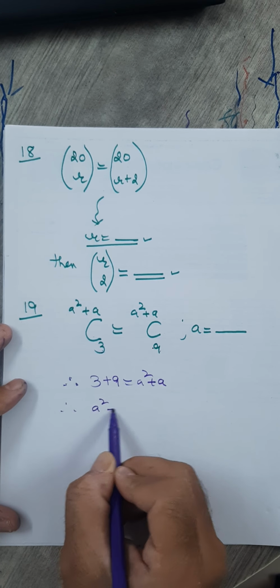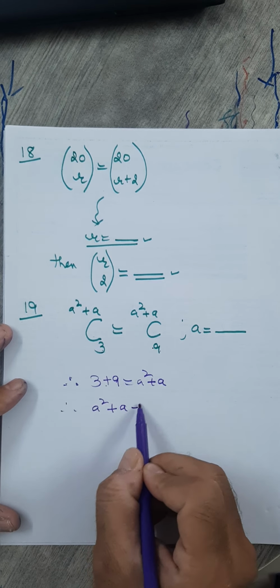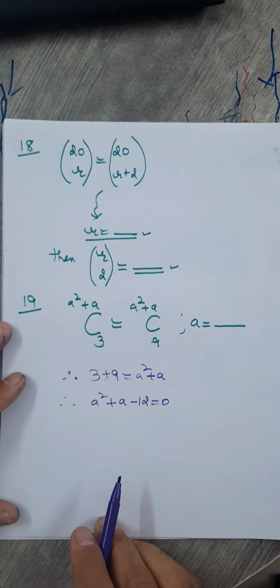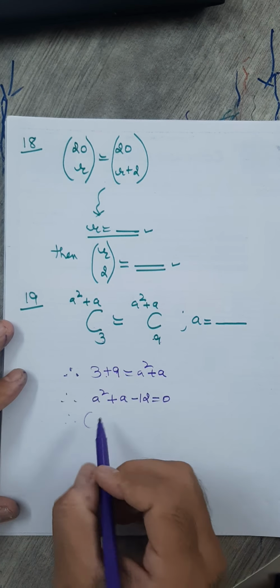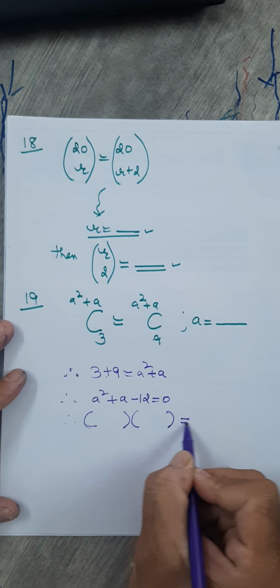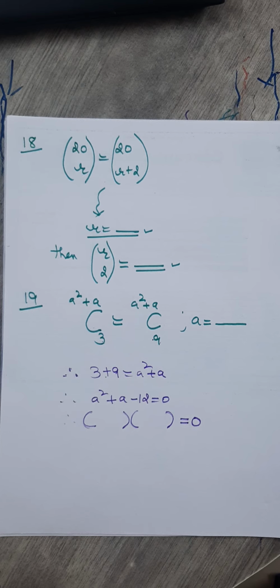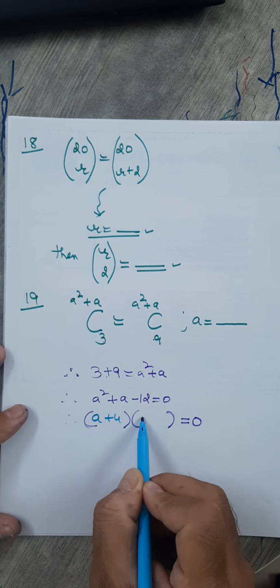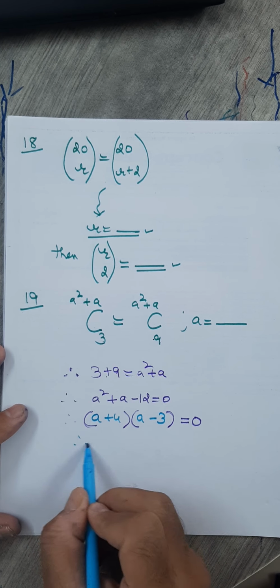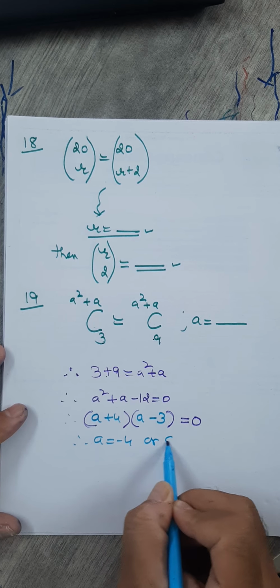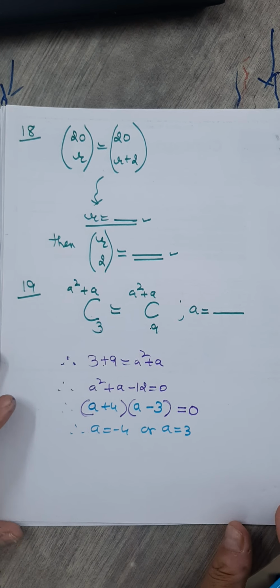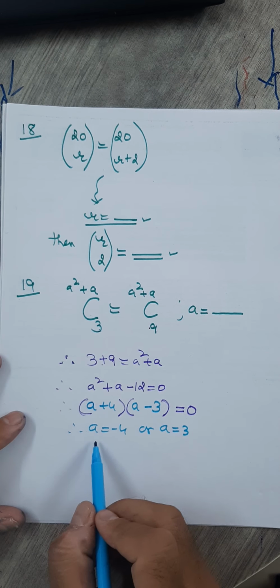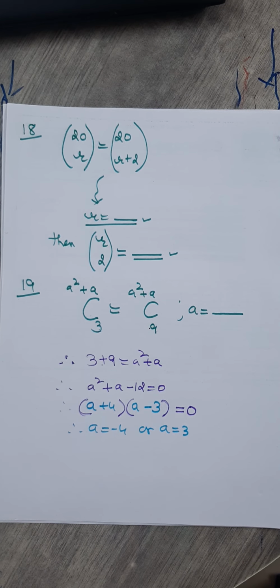So this is a quadratic equation. A square plus a minus 12 equals to 0. Right? You factorize this. What are the factors here? You know 4 and 3 here. A plus 4, a minus 3. Right? So either a is minus 4 or a is 3 here. Okay? So therefore what should be the correct value of a? Can you judge from this? Minus 4 and 3. What should be the correct value of a here?